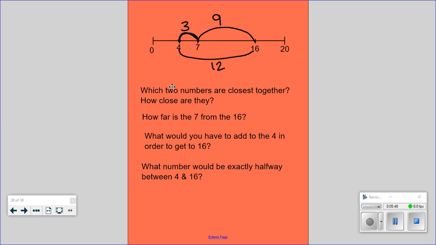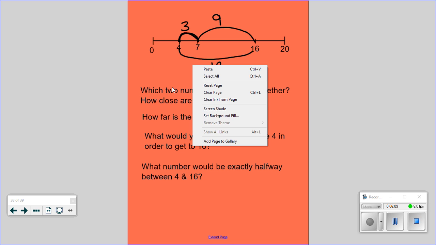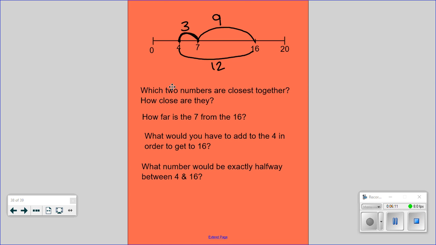This was the hard one. Let's try and figure out this one. Let's pretend my number line is 4 to 16. What's the middle? If my number line, I'm going to cover up the first part and cover up the end part. My number line is 4 to 16. What's going to be my middle number? Tricky.